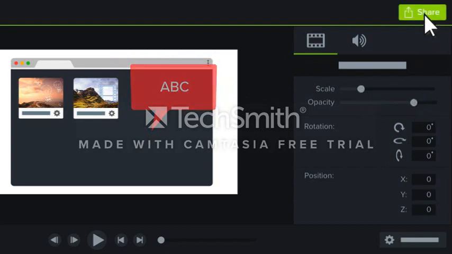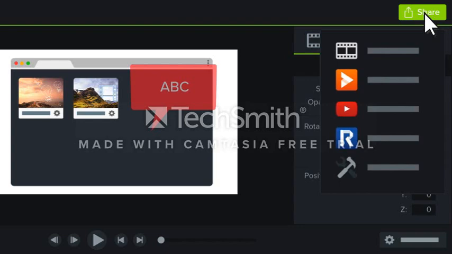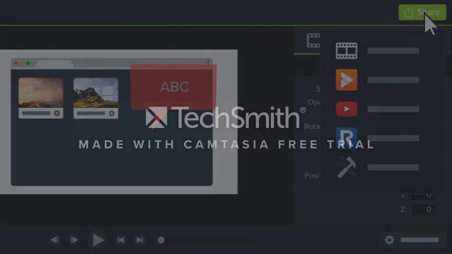When you're satisfied with your video, produce it, either as a file on your computer or share it directly to popular web destinations. Now it's time for you to try.